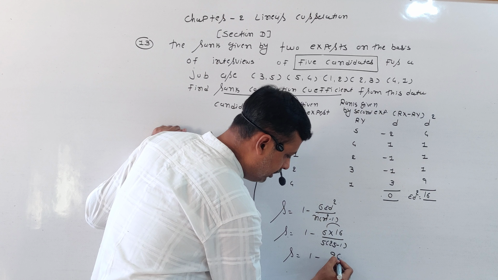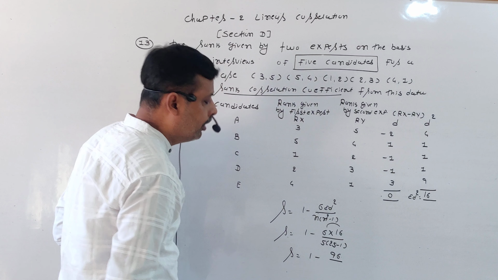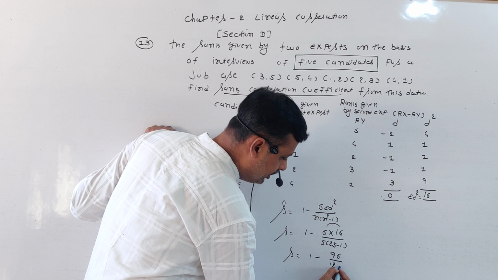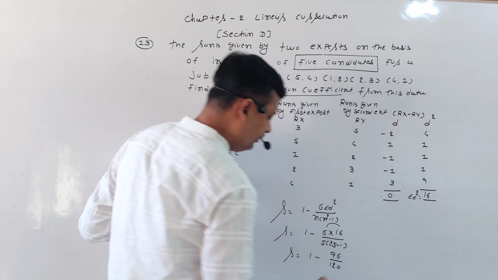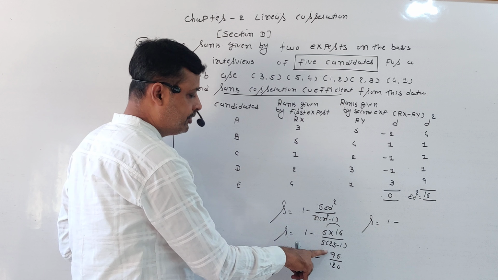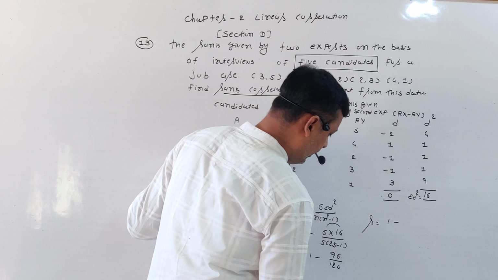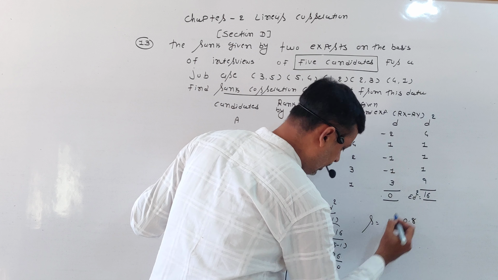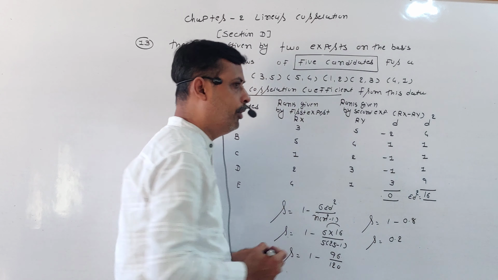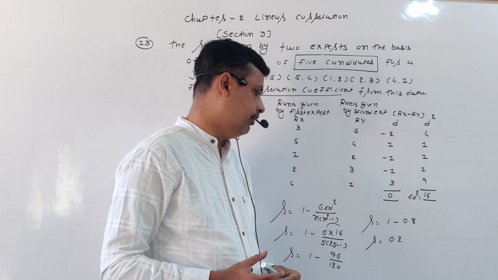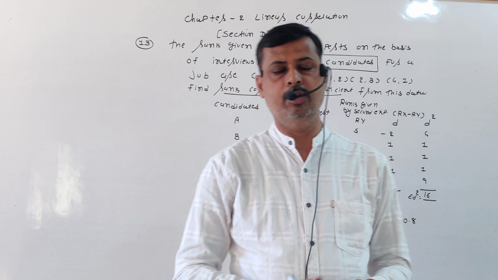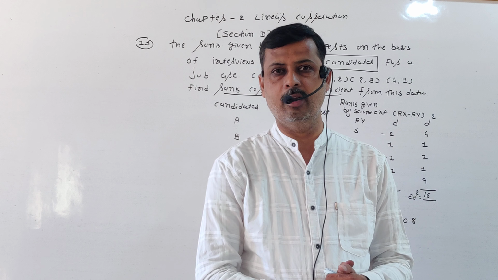16 into 6 becomes 96. 25 minus 1 is 24, divided by 5, that is 120. R is equal to 1 minus 96 divided by 120. 96 divided by 120 is 0.8, and 1 minus 0.8 becomes 0.2. So the rank correlation coefficient between the two variables is 0.2.